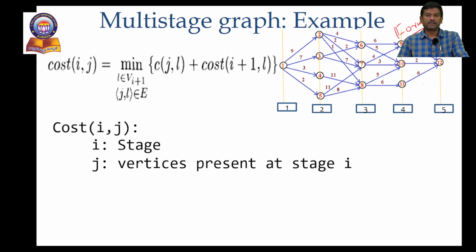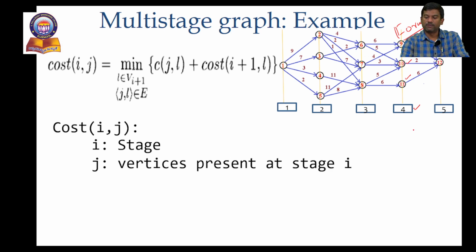Take for example i equal to 2. It indicates stage 2. What are the vertices present at stage 2? They are vertices 2, 3, 4, and similarly 5. That is how you need to understand cost of i comma j, what this i is and what this j is. Similarly, if you consider i equal to 4, it indicates stage 4, and the vertices are 9, 10, and similarly 11. So these values become j.